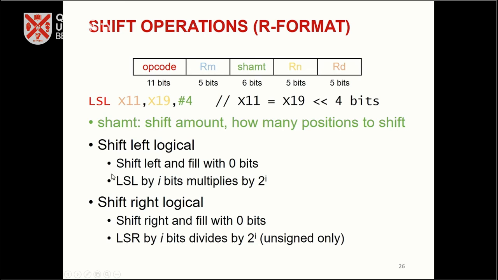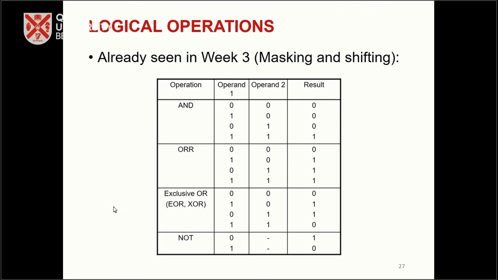And this is what I have already mentioned. When we shift left by I bits, we multiply by 2 power I, and right is the opposite. You have already seen the AND, OR, and NOT with chars in week 3. Here, the only thing that happens is that for the exclusive OR, instead of calling it XOR, the authors of this instruction set decided to call this EOR, exclusive OR, but the operation is the same.